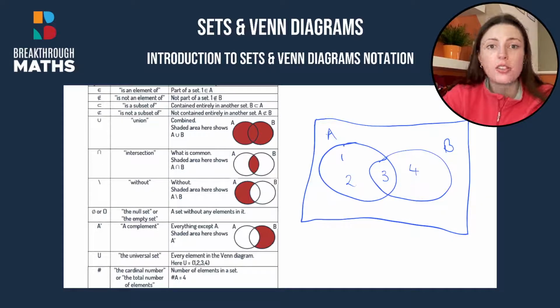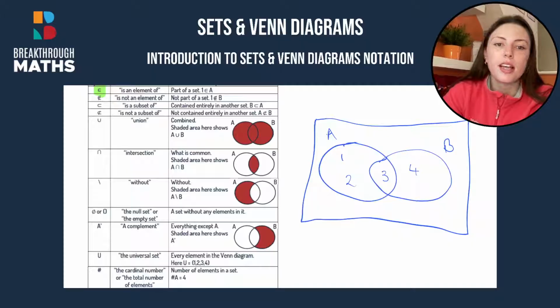So in this video, I'll talk you through all the different types of notation that you will need to be familiar with to do all of the types of exam questions on Venn diagrams and sets. So the first symbol here is an element of. So for example, we can say 1 is an element of A. So that means 1 is in the set A. Or we could say 4 is an element of B.